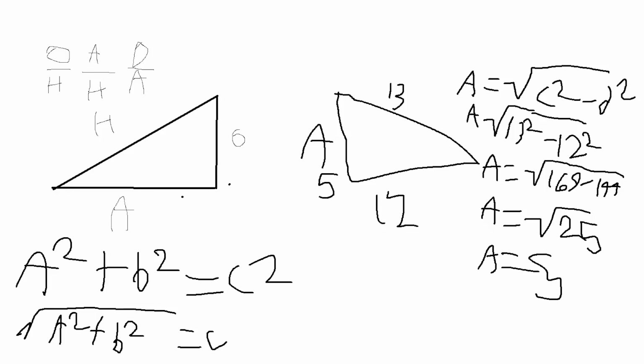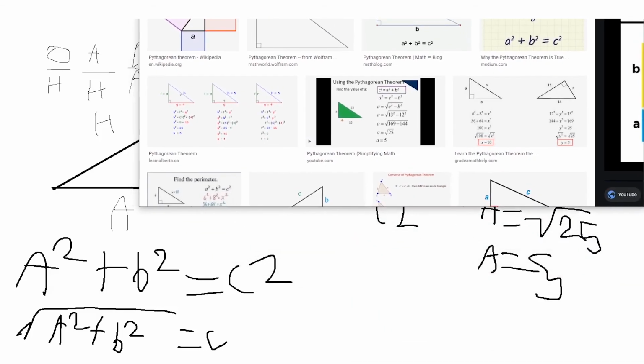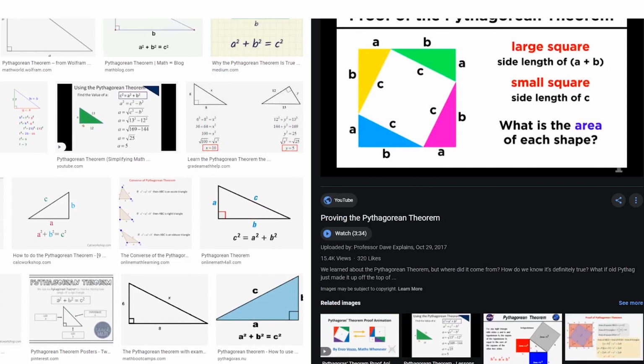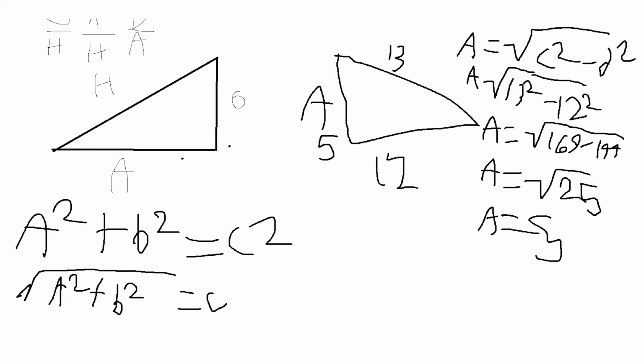And here's some proof of the Pythagorean Theorem. Hopefully you see this is Google. A large square has a side length of A plus B. The Pythagorean Theorem was one of the earliest theorems known to ancient civilizations.